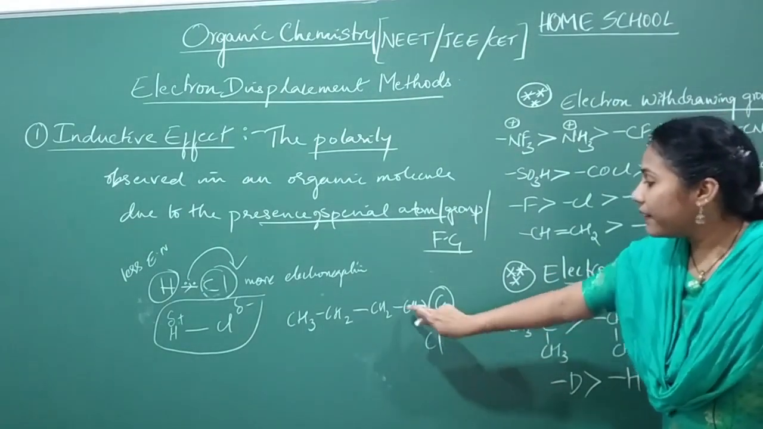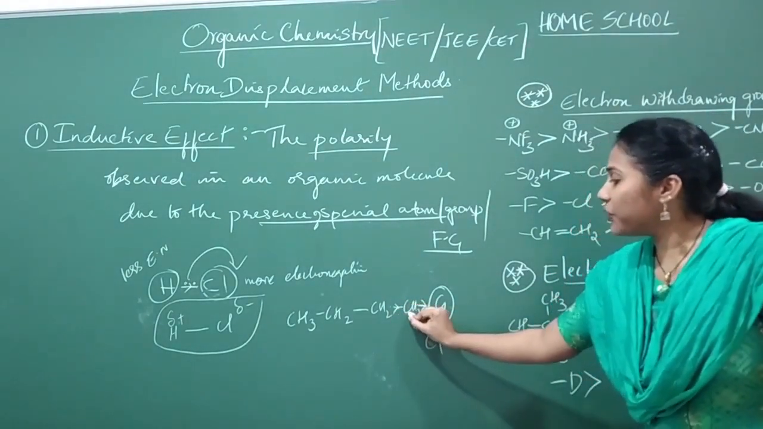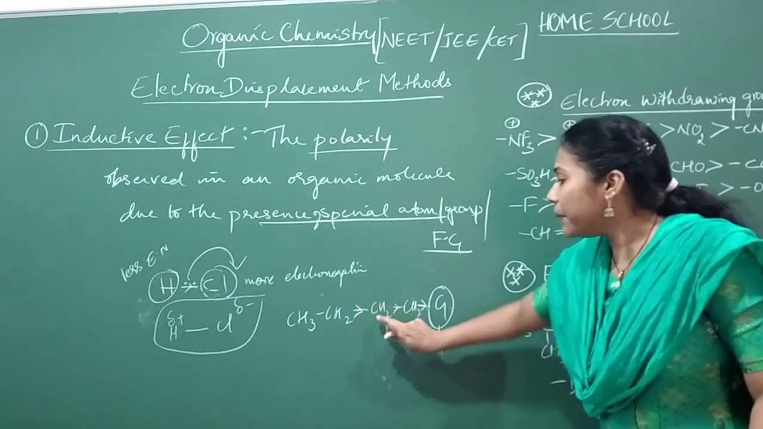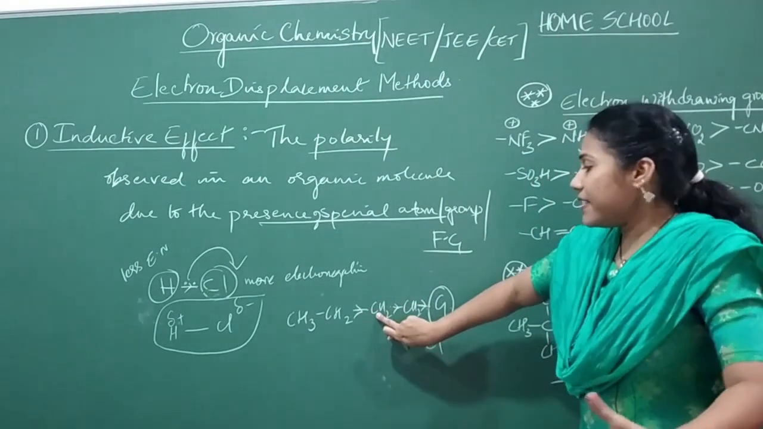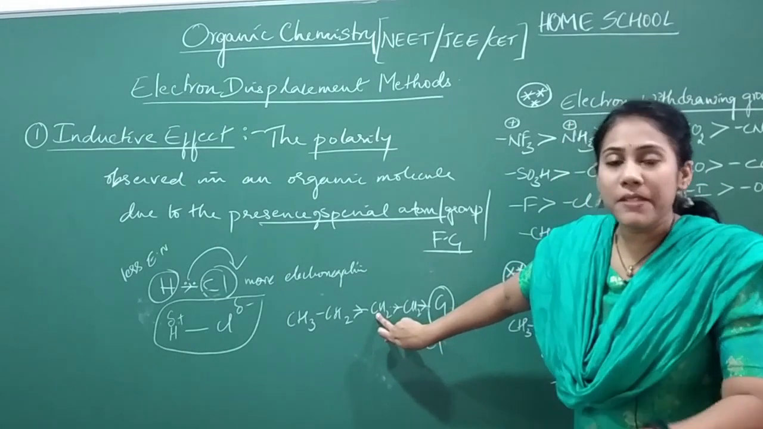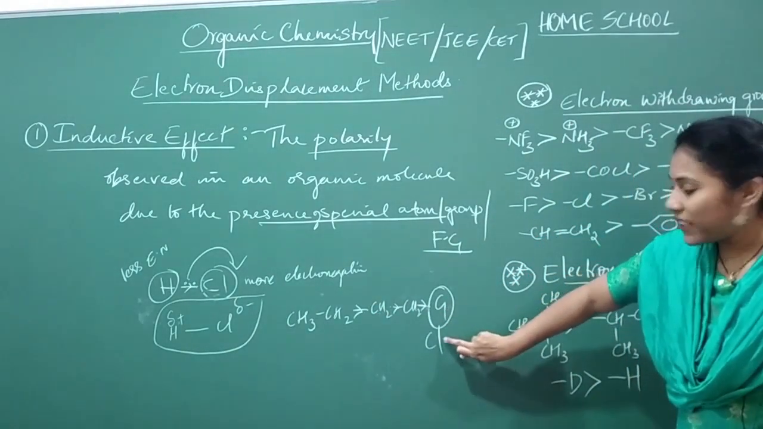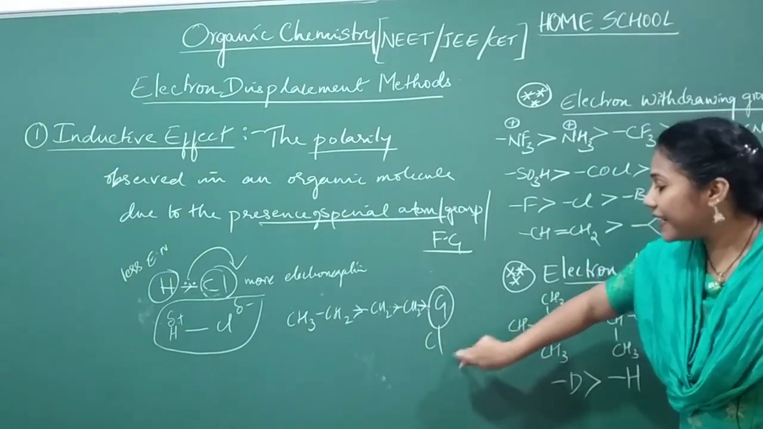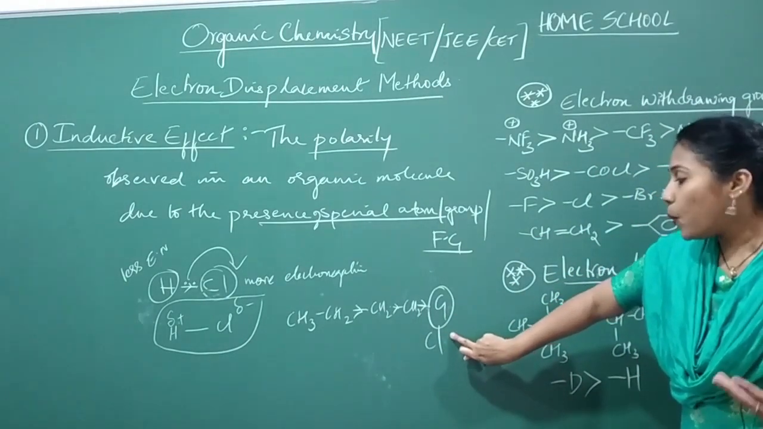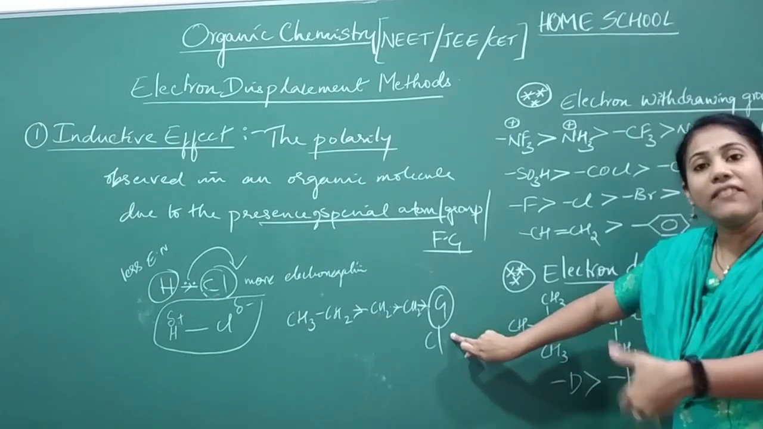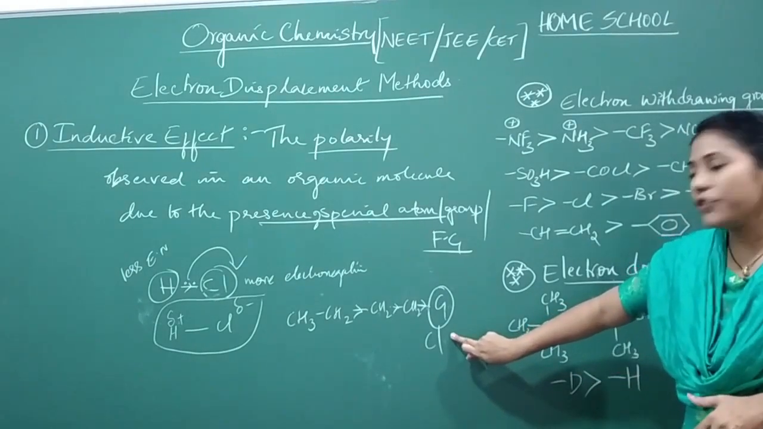Then this bond will be moved to this carbon, and this bond will be moved to this carbon, and this is the process you will observe continuously in an organic molecule. Since this group, if it is a chlorine atom, is more electronegative, it will try to grab a pair of electrons towards itself.